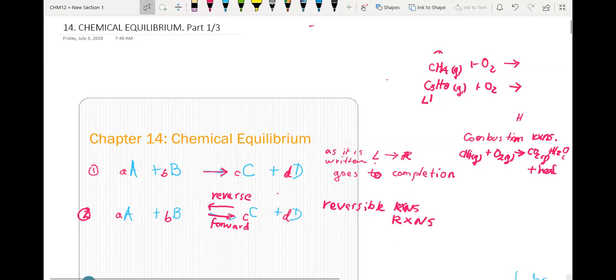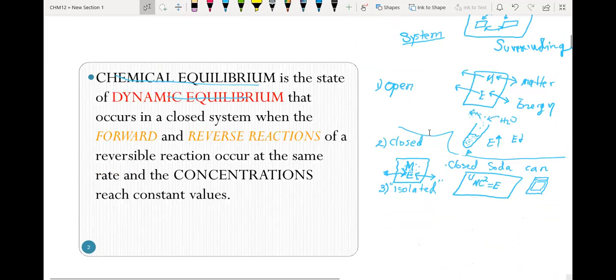However, with this type of reactions, when you see the double arrow, you say they are reversible reactions. That means A plus B make C and D, and at the same time and at the same speed, C and D make A and B. Here we are. This is the definition of chemical equilibrium. That's exactly what we mean when we talk about chemical equilibrium. Look, it's the state of dynamic equilibrium that occurs in a closed system when forward and reverse reactions of a reversible reaction occur at the same rate.